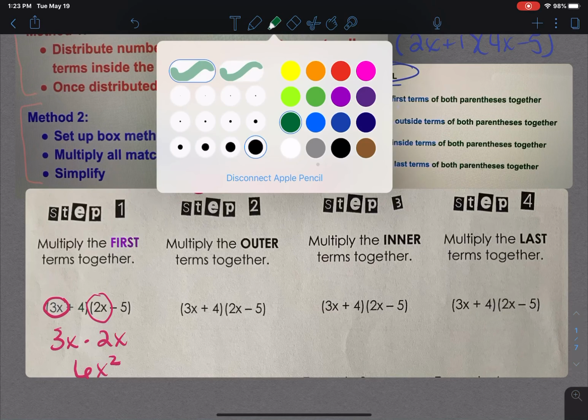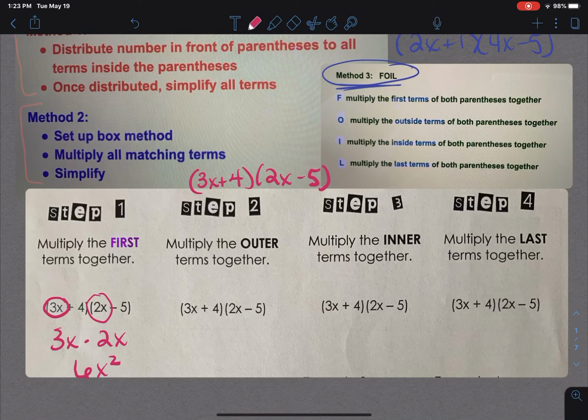Okay, now I'm going to go to my next one. And they want me this time to do the outer part of this. So to do the outer, I'd have to do the ones that are the furthest out from each other, kind of the first of the first one, the last of the last one. So 3x times negative 5 is negative 15x.